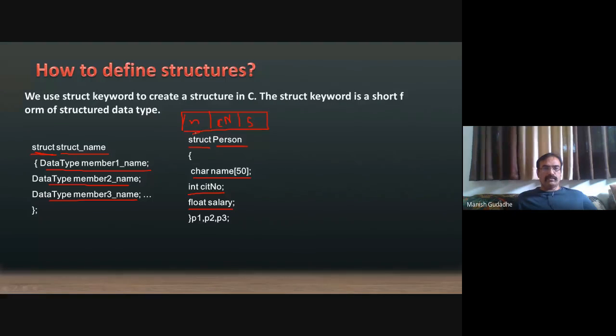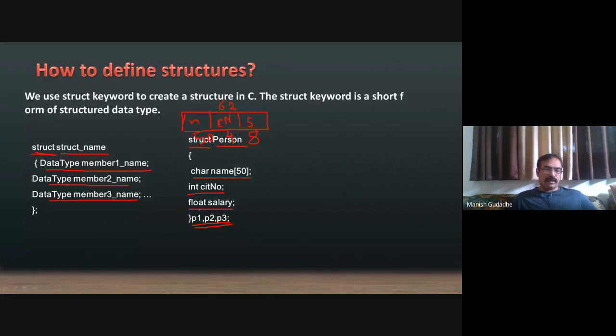So what will be the size of it? 50, let us say integer is 4 and float is taking 8. So 54 plus 8, the total size of this will be 62. So this data type, like integer is taking 4 bytes, float is taking 8 bytes, the data type person is taking 62 bytes. So whenever a variable of type person will be declared, it will be allotted 62 bytes.